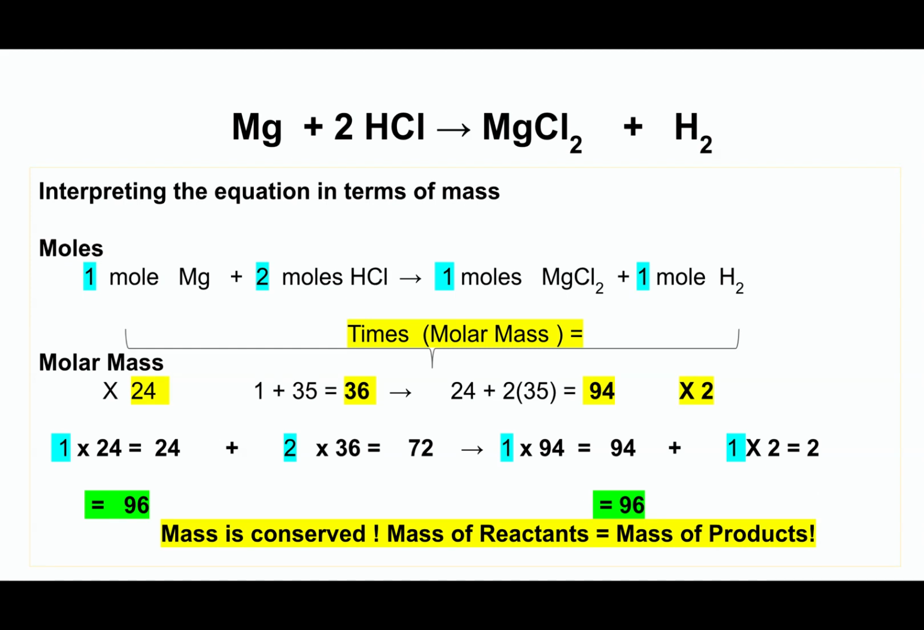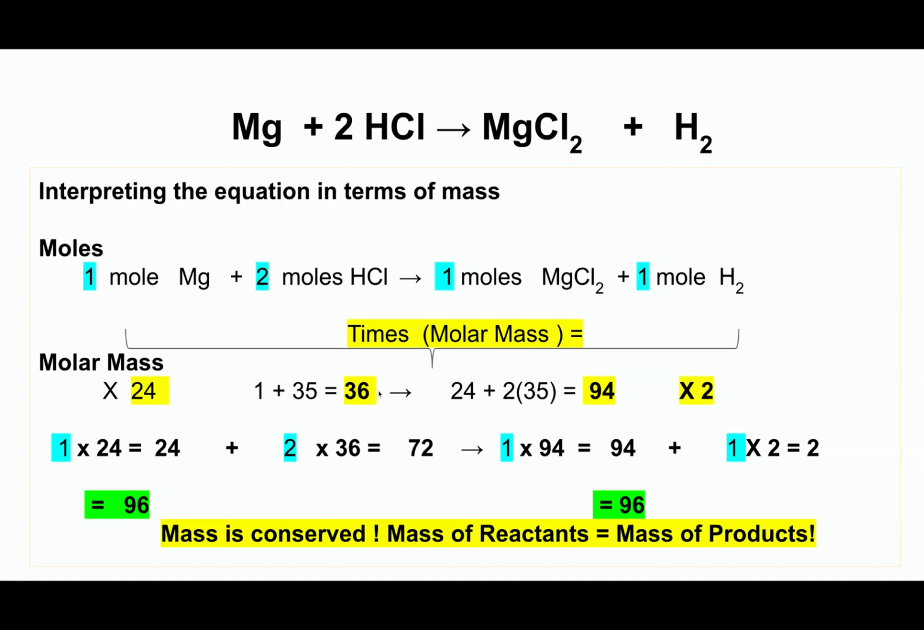Well, what happens when we interpret the equation in terms of mass? Well, we take the moles present of each reactant and product, and we multiply them by the molar mass. The proper conversion is seen in a separate video. So if we multiply each mole of reactant and product times its molar mass, we see we get 24 for magnesium, 72 for HCl, 94 for MgCl2, and 2 for hydrogen.